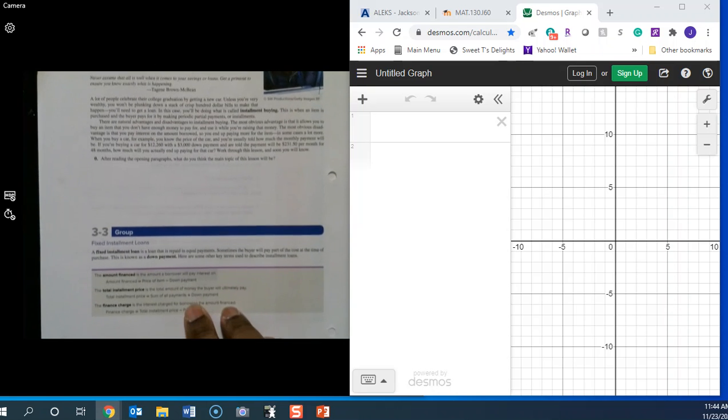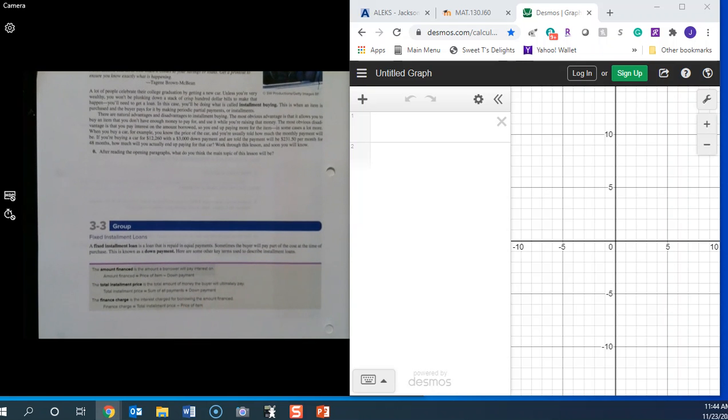Okay, so now we look down here at the bottom. It says fixed installment loans, and we're on page 233. A fixed installment loan is a loan that is repaid in equal payments. Sometimes the buyer would pay part of the cost at the time of purchase. This is known as a down payment.